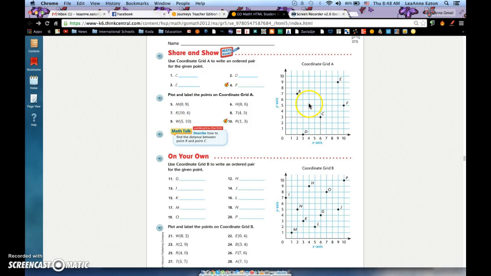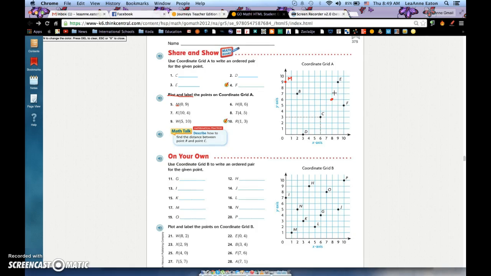Now we're going to plot some points. We have 0, 9. So we're going over, left to right, 0, and then up 9. So I plot my point right here, 0, 9. And then I'm going to label that M, because it says plot and label the points. So I'm going to just use the label that they give me, M. Number 6 is H, 8, 6. So we go over to 8 and then up to 6 and we put our little dot.